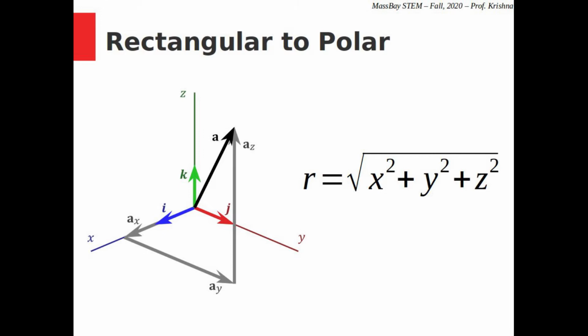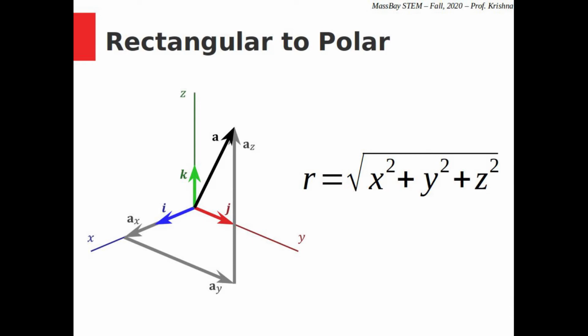As I said, we won't use 3D vectors too often in this class, but if you ever need to find the size of a 3D vector, that is, to convert it from rectangular to polar, we use the three-dimensional version of the Pythagorean theorem, shown here, to do it. r equals the square root of x squared plus y squared plus z squared.